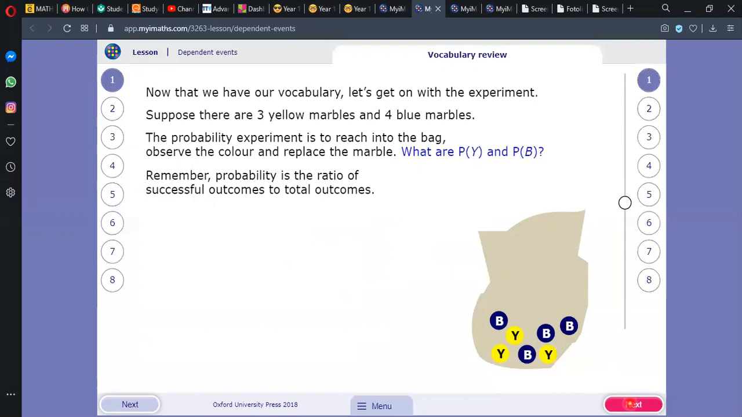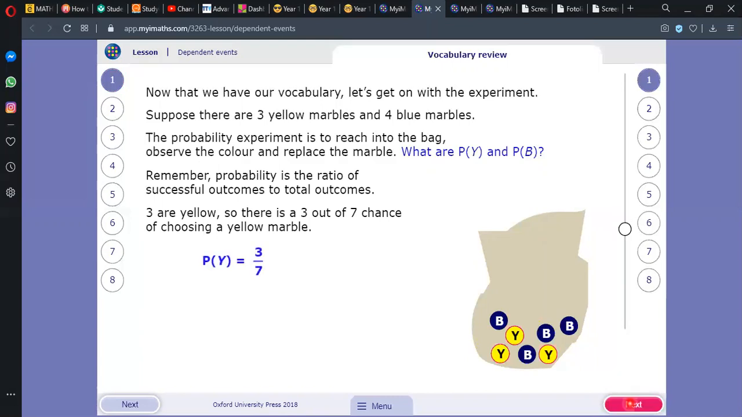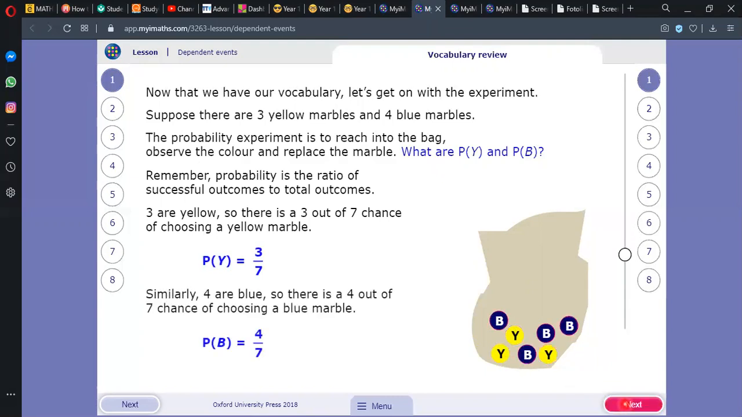Exactly what the question is asking us to find the probability of. It's also the success. Anyway, now 3 are yellow, so there is a 3 out of 7 chance of choosing a yellow marble, and there is also a 4 out of 7 chance of choosing a blue marble. So the probability of Y is 3/7, and the probability of B is 4/7. I think that is very clear.